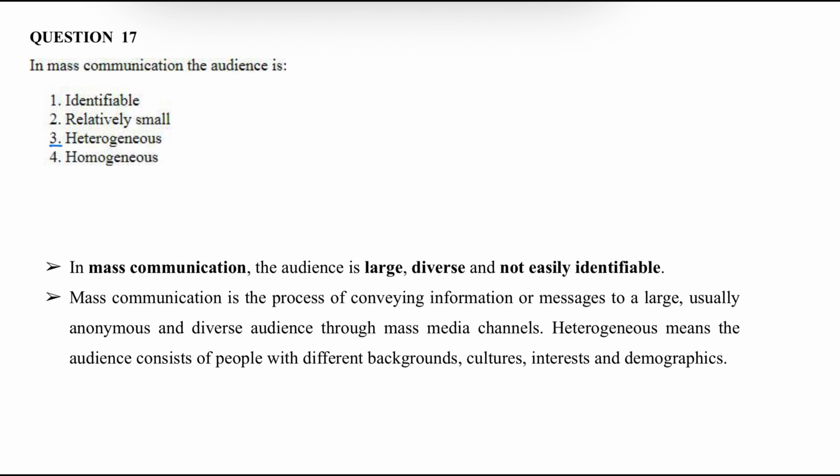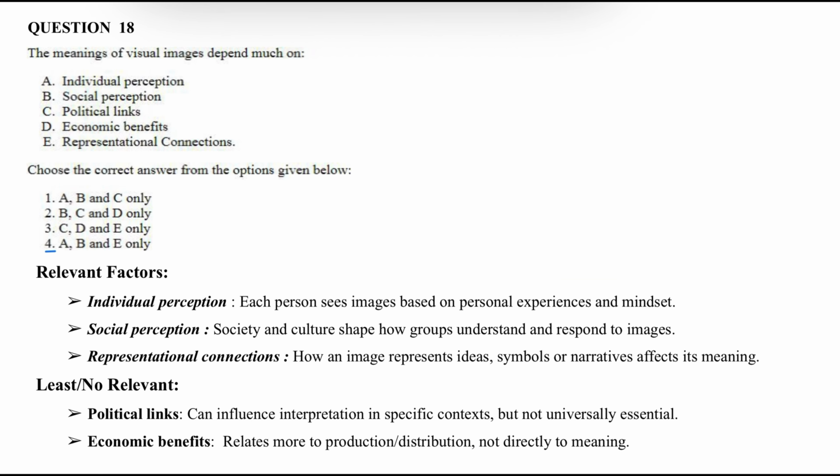Question number 17. In mass communication, the audience is. So, in mass communication, the audience is large, diverse, and not easily identifiable. Mass communication is a process of conveying information or messages to a large, usually anonymous, and diverse audience through mass media channels. Heterogeneous means the audience consists of people with different backgrounds, cultures, interests, and demographics. Correct answer option 3.